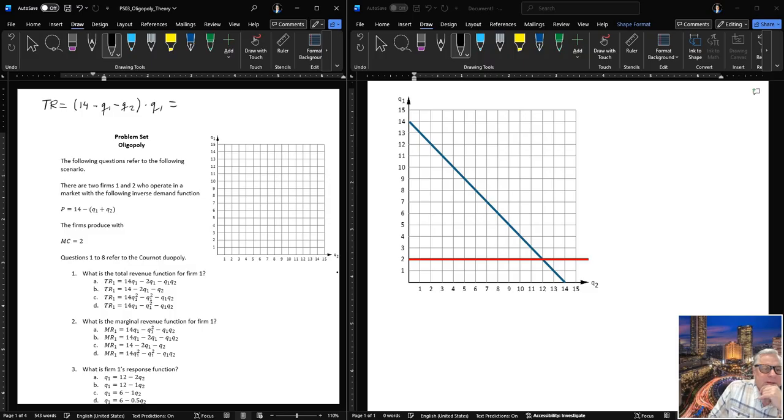Okay, so we can multiply through: 14 Q1 minus Q1 times Q1, minus Q1 squared, minus Q2 times Q1. Okay, so the correct answer is 14 Q1 minus Q1 squared, so that is C.